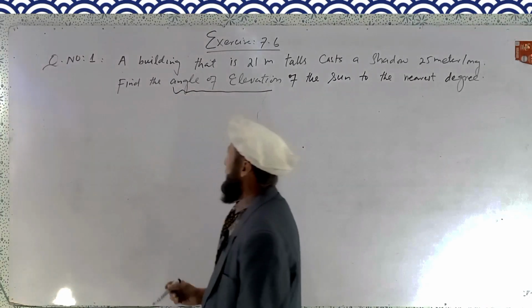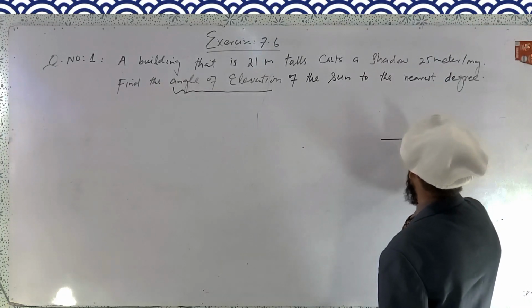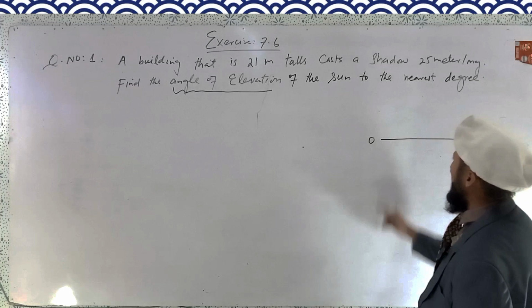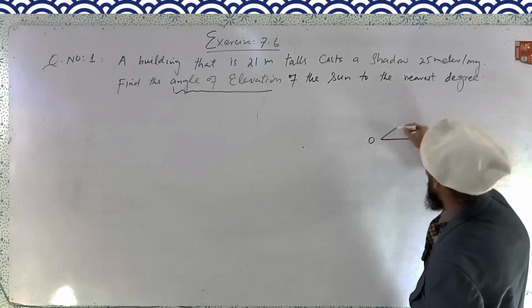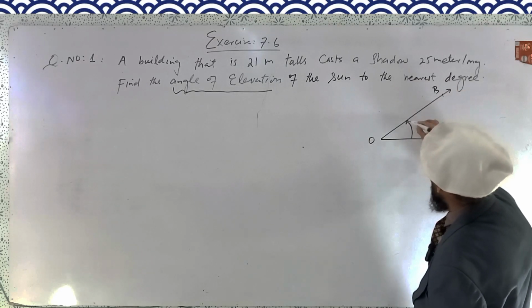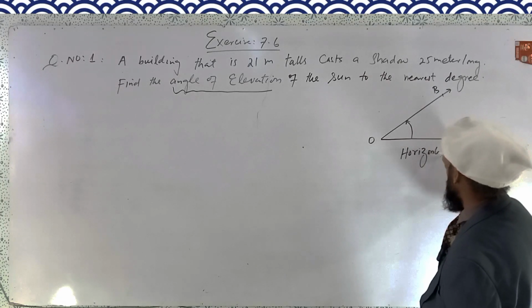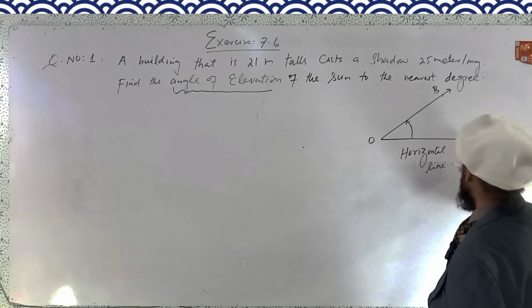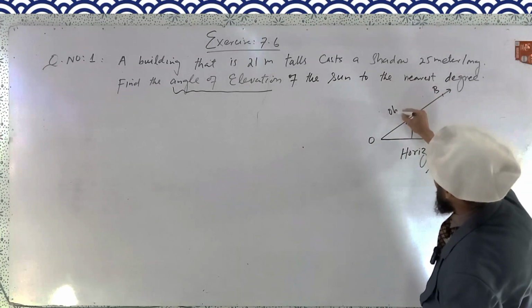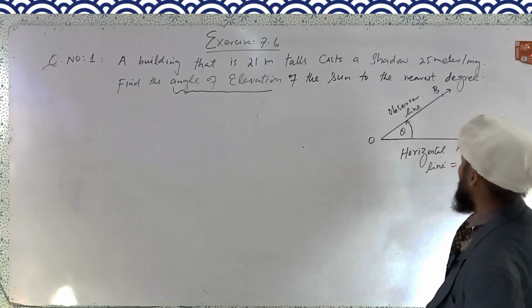So first of all, we define what an angle of elevation is. For example, OA is the horizontal line, and O is the observer, where they are making one line OB. OA is the horizontal line and OB is the observer line. So that angle is called the angle of elevation.